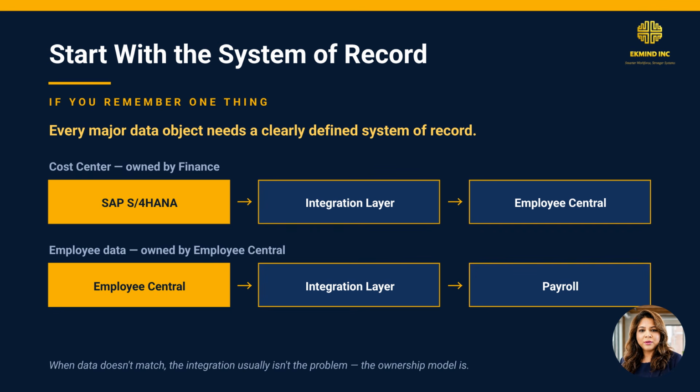Now consider employee information. Employee Central may be the authoritative source. So the direction changes: Employee Central to integration layer to payroll. Already you have two different master data directions. And this is why architecture diagrams matter, because without them, organizations start creating duplicate ownership. HR changes something in Employee Central. Finance changes the same thing somewhere else. Payroll has another value. And suddenly everyone asks, why doesn't the data match? The integration isn't necessarily the problem. The ownership model is the problem.